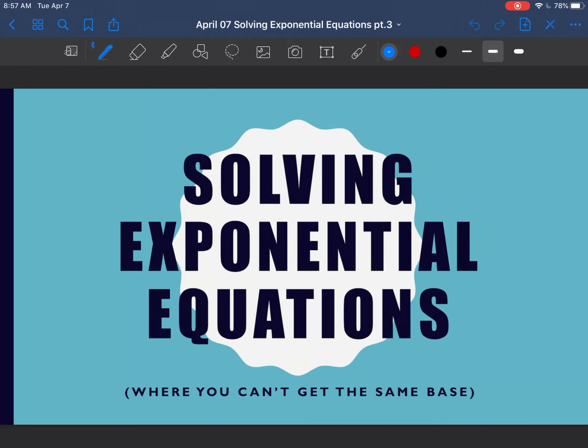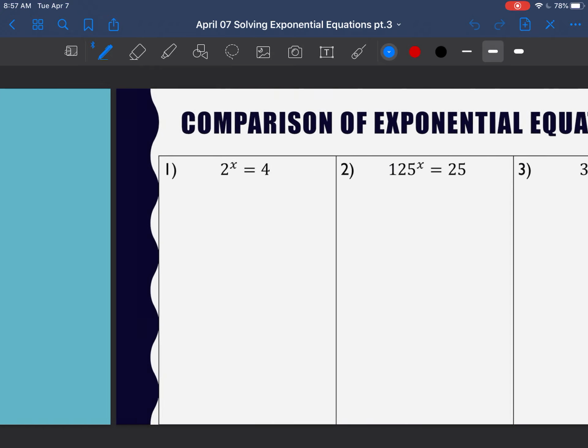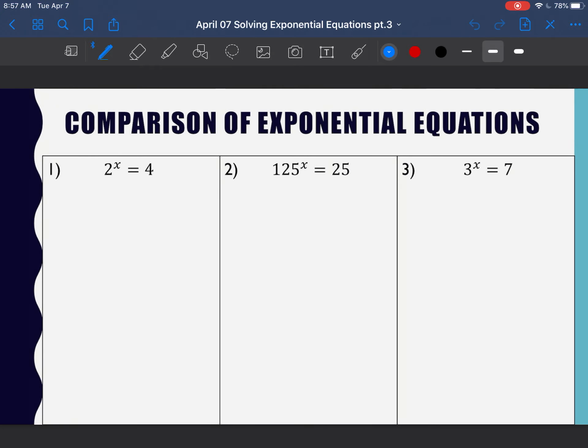All right, guys, so Tuesday, April 7th, still solving exponential equations, but it's going to be a little bit different. So I'm going to show you the last case or the last scenario of the types of exponential equations you're going to have to solve. So this first example is just going to be me comparing the types that we've already done versus the one that I'm going to show you today.